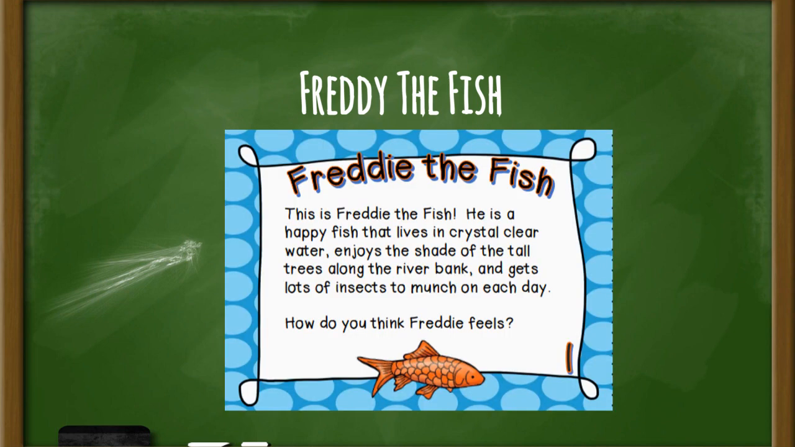Let's start off by meeting Freddy the fish. This is Freddy the fish. He is a happy fish that lives in crystal clear water, enjoys the shade of the tall trees along the riverbank, and gets lots of insects to munch on each day. How do you think Freddy feels? Pause the video now and create a list on your front whiteboard about how you think Freddy feels at the beginning of this journey. As we go on, we'll talk more about how we think Freddy feels after different things start to happen.